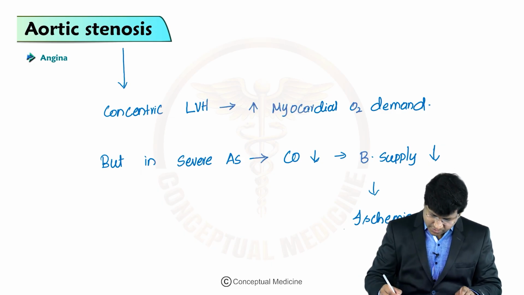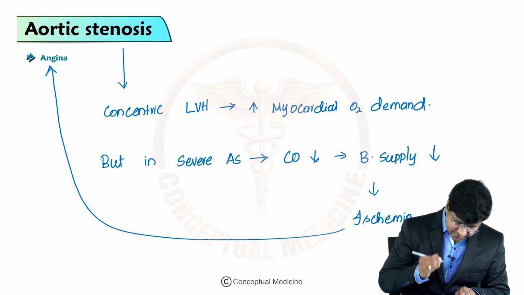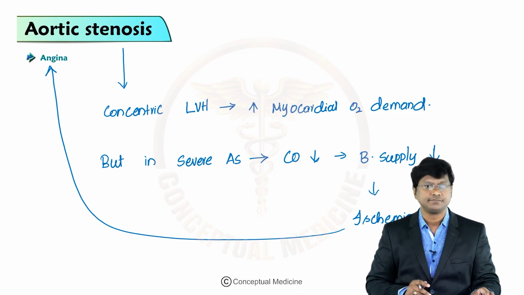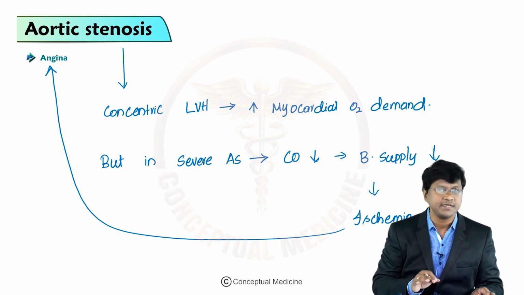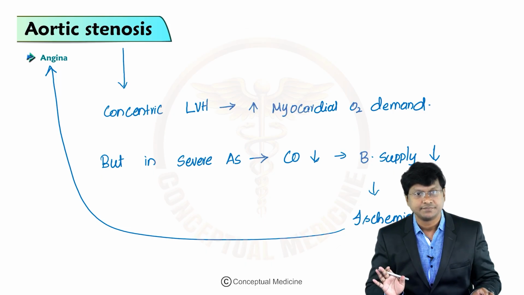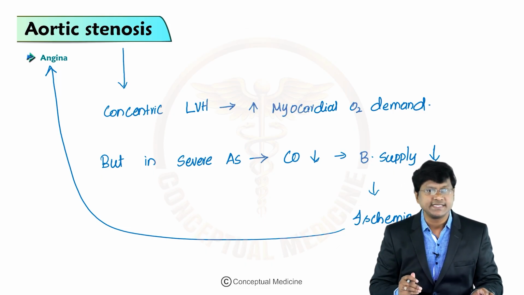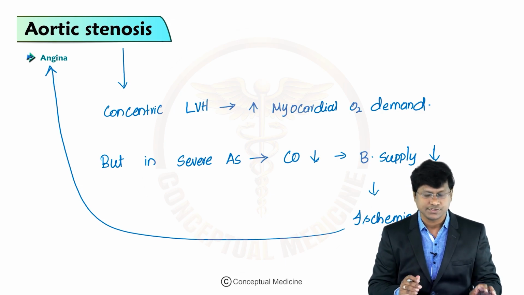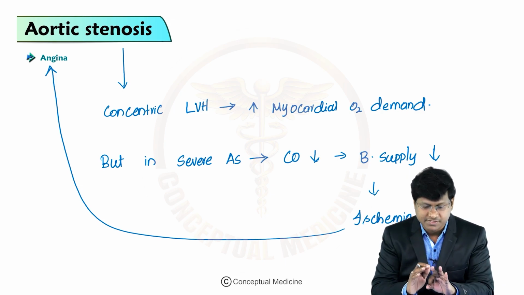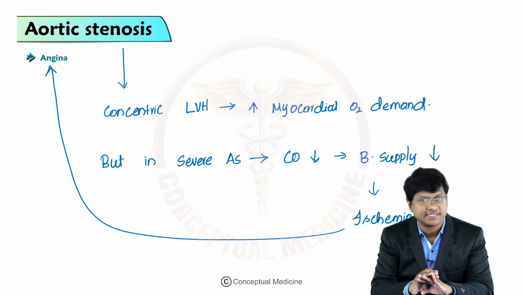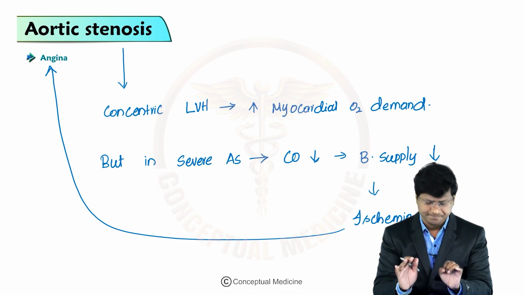Because of this ischemia, the individual will have angina. So that is about the mechanism of how the angina develops in patients with aortic stenosis. Now, these three are the symptoms: syncopal attack, angina, as well as dyspnea. And dyspnea will occur secondary to your congestive cardiac failure.